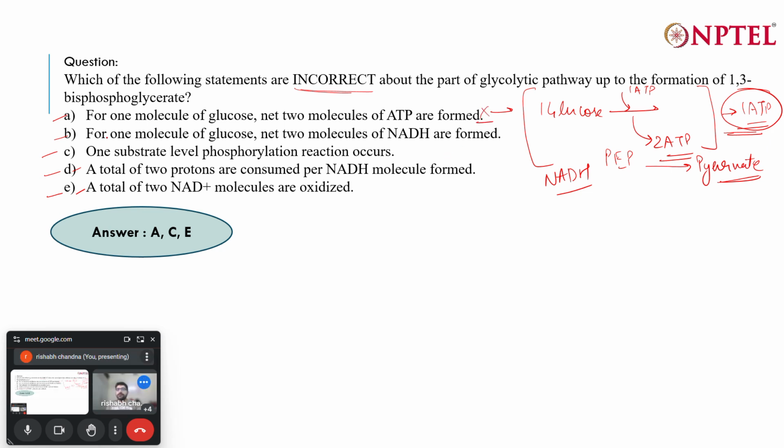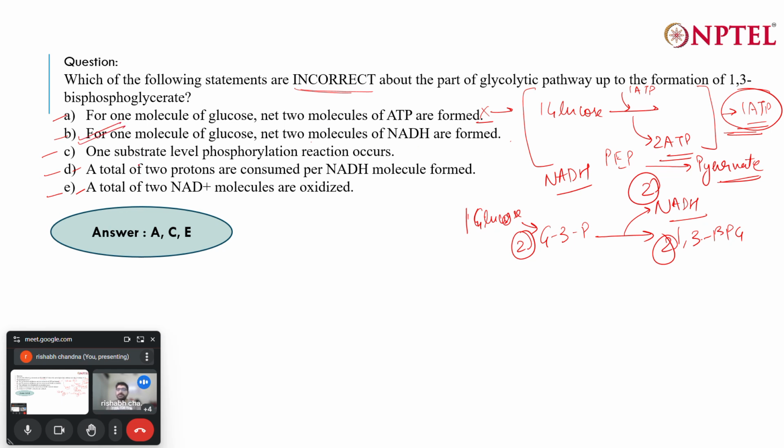Then for one molecule of glucose, net two molecules of NADH are formed. Yes. From the last question we have discussed, from glyceraldehyde 3-phosphate to 1,3-biphosphoglycerate, one NADH molecule is released. And because from one glucose molecule, two molecules of glyceraldehyde 3-phosphate are formed, two molecules of NADH will be released in the whole process. So this option is correct.